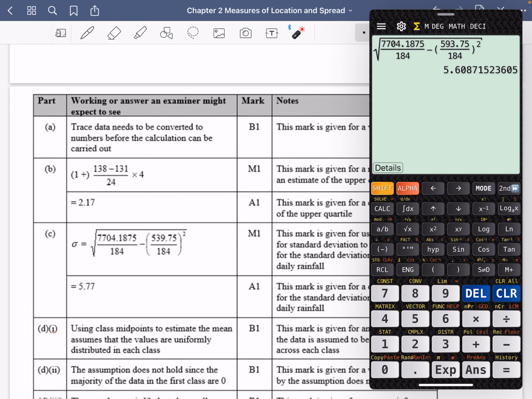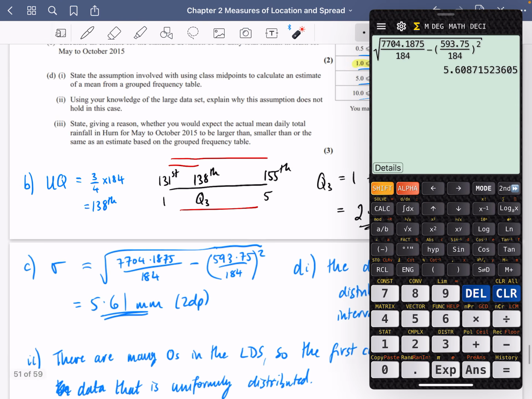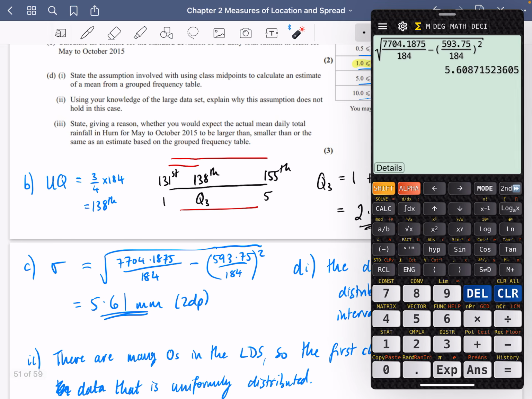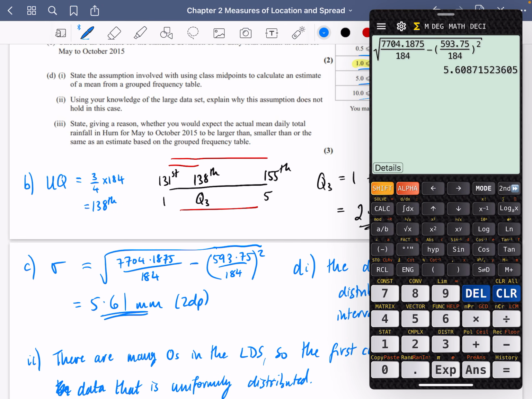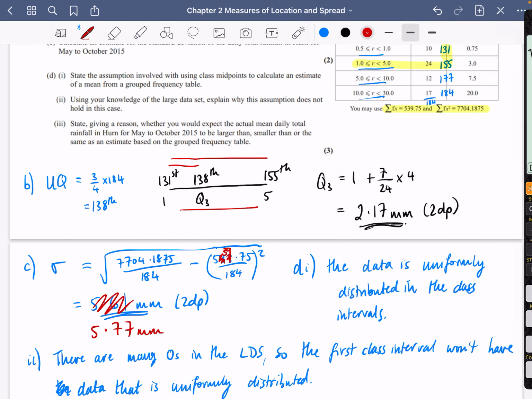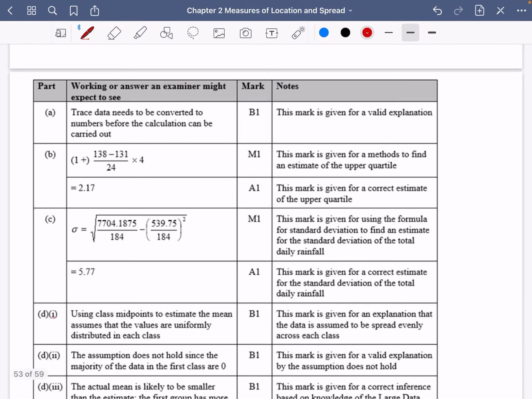I did 593 and it should have been 539. So let's just correct that. See how easy it is to make these mistakes. This should have been 539. So I'm going to go back to here. 539. So it should have been 5.77 millimeters. So I wouldn't have got those marks there. I would have lost this mark, but I would have got this mark, which is interesting to see.